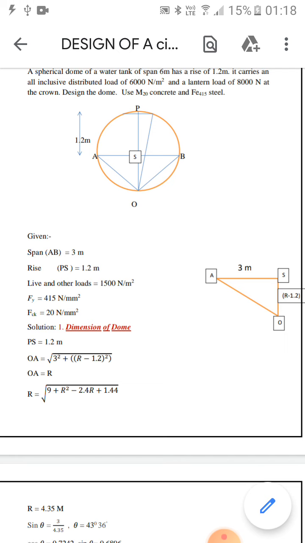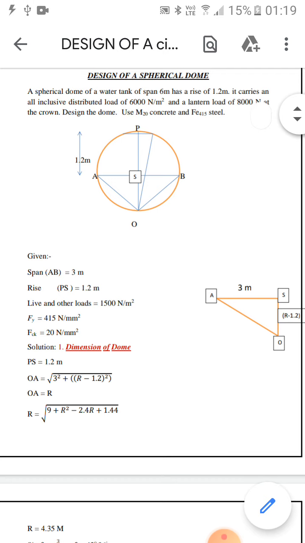So this is the geometrical figure. In that you can see that APB is the dome. If you continue that circle section, it will become a circular section. So AB is your span and PS is your rise. Then this is only the half portion of the spherical dome. That means OP, OA, OB, all these are the radius of the dome.